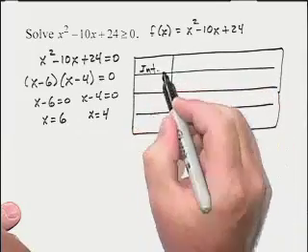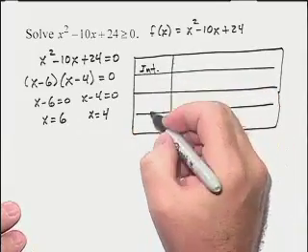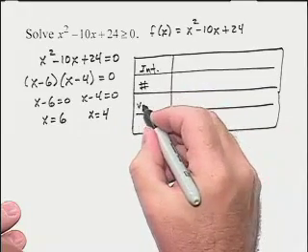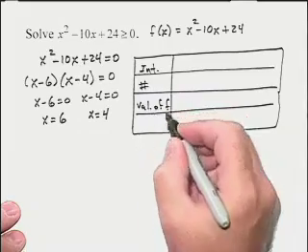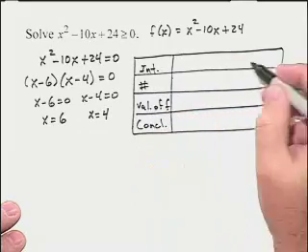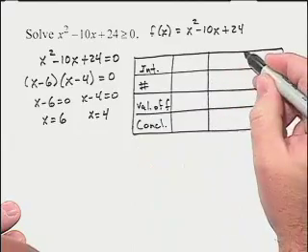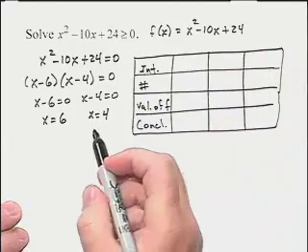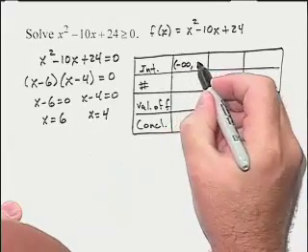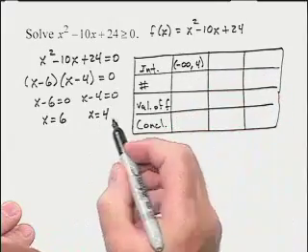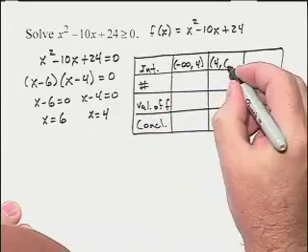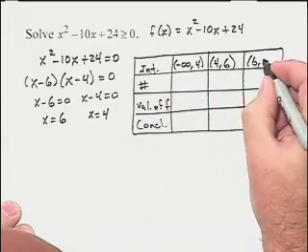In our first column, we're going to write down our headings for interval, a number in the interval, the value of f, and then our conclusion. We're using the two zeros to break up the real number line. Our first interval will be negative infinity to the first 0, which is 4. The next interval will be from 4 to the next 0, which is 6. And then we'll go from 6 to infinity.